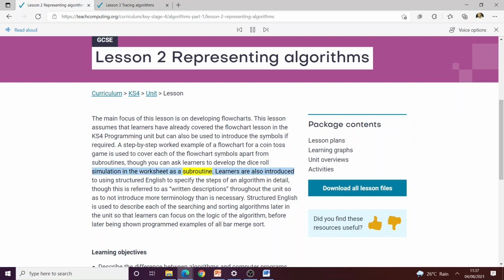subroutine. Learners are also introduced to using structured English to specify the steps of an algorithm in detail, though this is referred to as written descriptions throughout the unit so as to not introduce more terminology than is necessary. Structured English is used to describe each of the searching and sorting algorithms later in the unit so that learners can focus on the logic of the algorithm, before later being shown programmed examples of all bar merge sort.